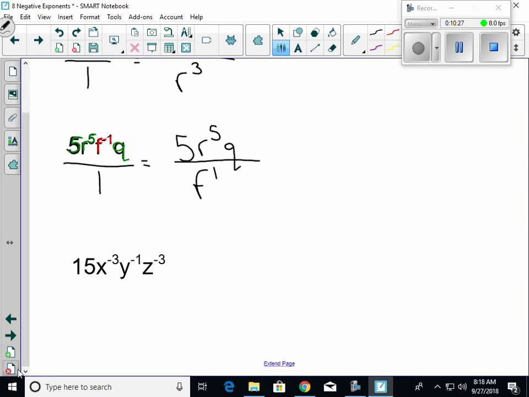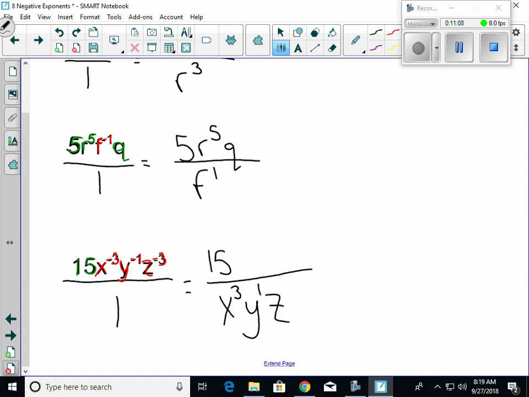Okay, and the last one before you practice. Okay, 15 does not have a negative exponent. 15 stays where it is in the numerator. The x has a negative exponent, so the x has to move to the denominator. The y has a negative exponent, so the y has to move. Remember, when we move it across the fraction bar, we turn it into a positive exponent. And the z has to be moved. The z should also be in the denominator as z to the third power.